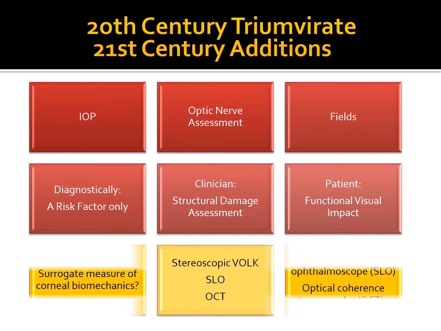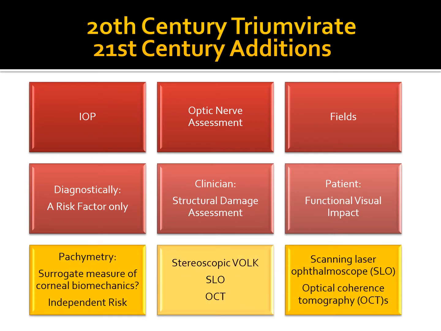Now into the 21st century, obviously we've improved those three. We now incorporate pachymetry into our IOP measurement, and this is actually really important. And I'm going to suggest, and I hope I'm going to prove to you, that CCT, corneal thickness measurements, are really a surrogate measure of corneal biomechanics, because we can't measure true corneal biomechanics without excising the cornea, so CCT becomes pretty much our best alternative.